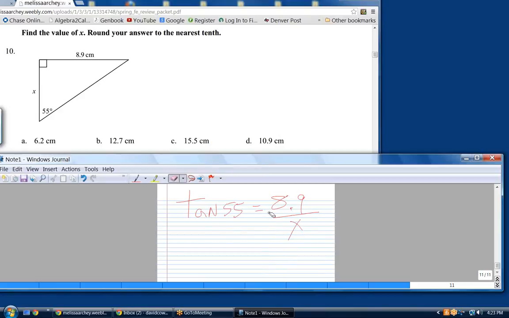First of all, know how to solve this. You have to multiply both sides by x and then divide both sides by tan of 55 to solve for x. Right. Okay. So our answer then is 6.2.